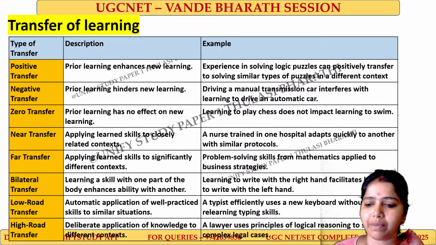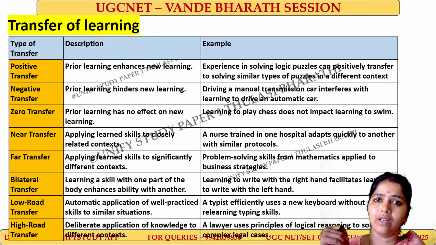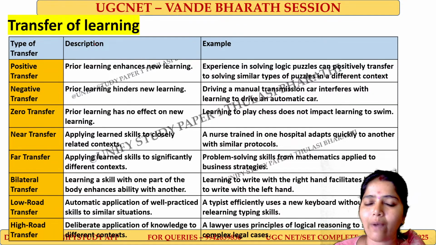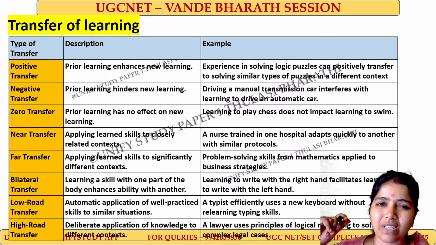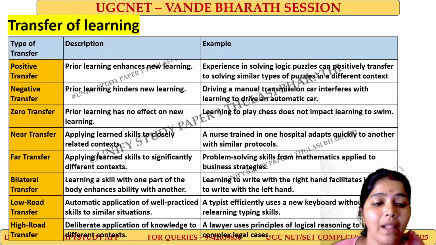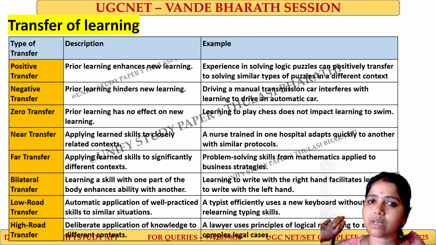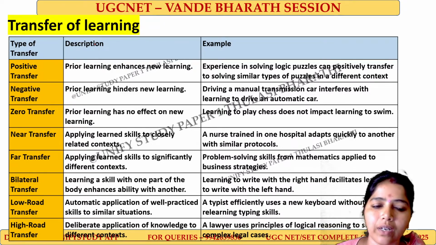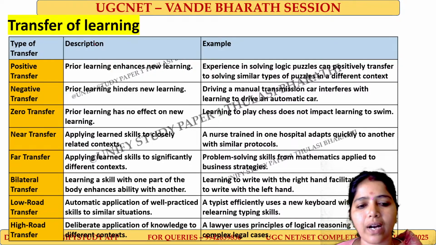Negative transfer of learning means whatever I have learned before is interfering with my present learning. I was not able to learn this because the previous one influences the present one. Negative transfer. I was not able to apply. Zero transfer: whatever I have learned before is not at all useful to this particular new learning. Zero transfer. Then we have near transfer and far transfer.